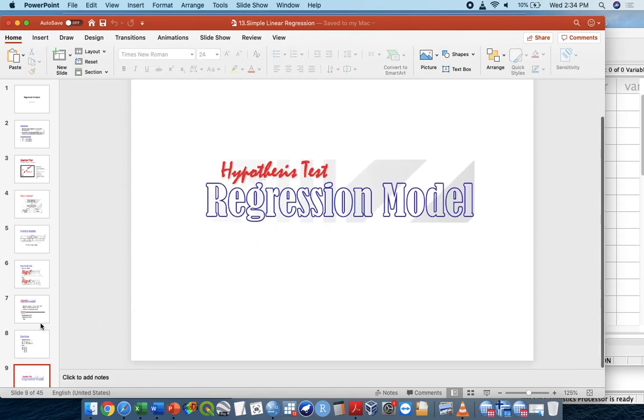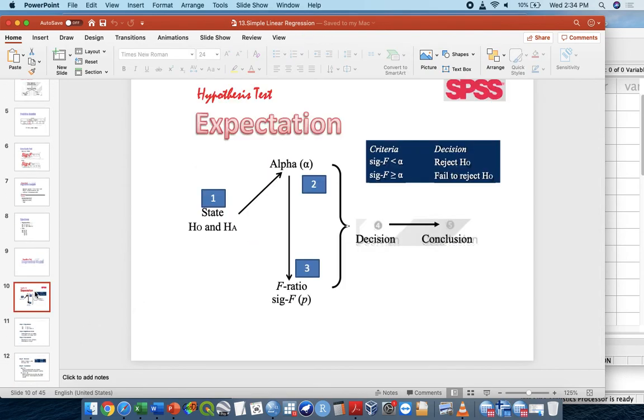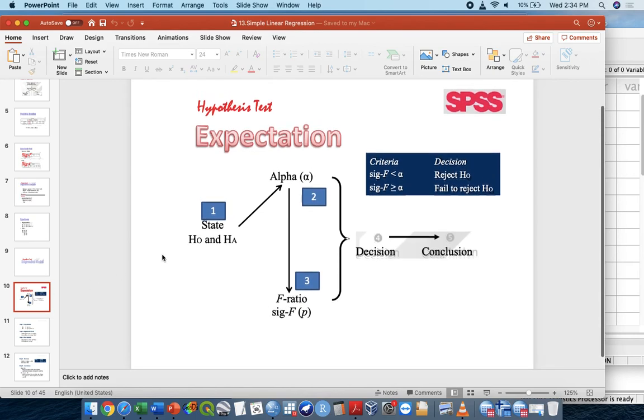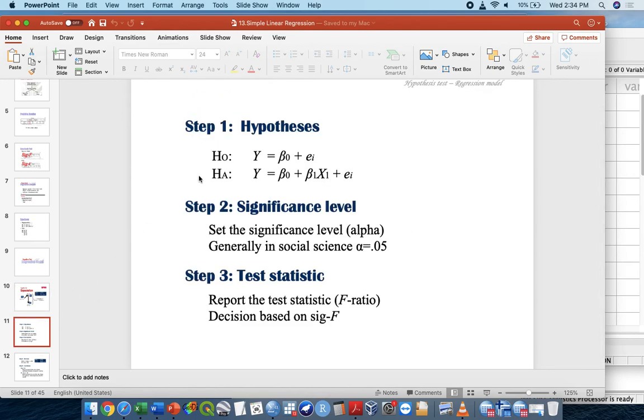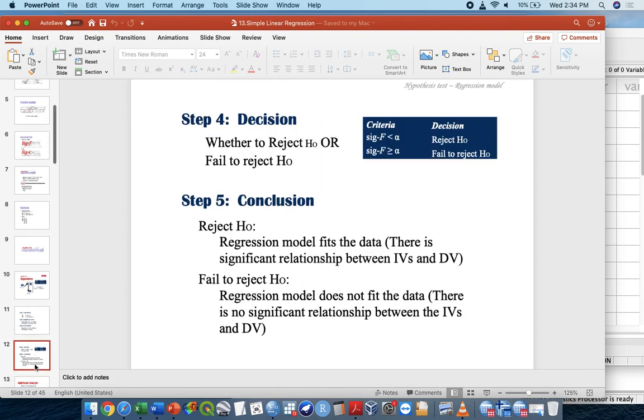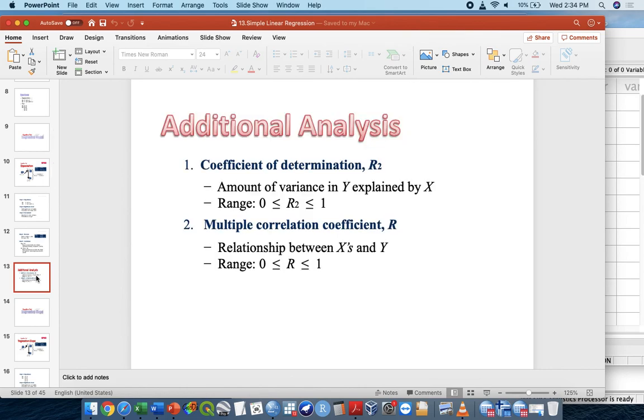Okay, let us go one by one. Don't worry, I have the example, and I'm sure if you listen very carefully and try your best, you will understand this topic. Okay, this is step number 1. We create the hypothesis and then we produce the relationship. Okay, this is additional analysis: coefficient of determination, the amount of variance in Y explained by X. That means how much this particular X can explain the occurrence of the Y. We are going to do that one after this.